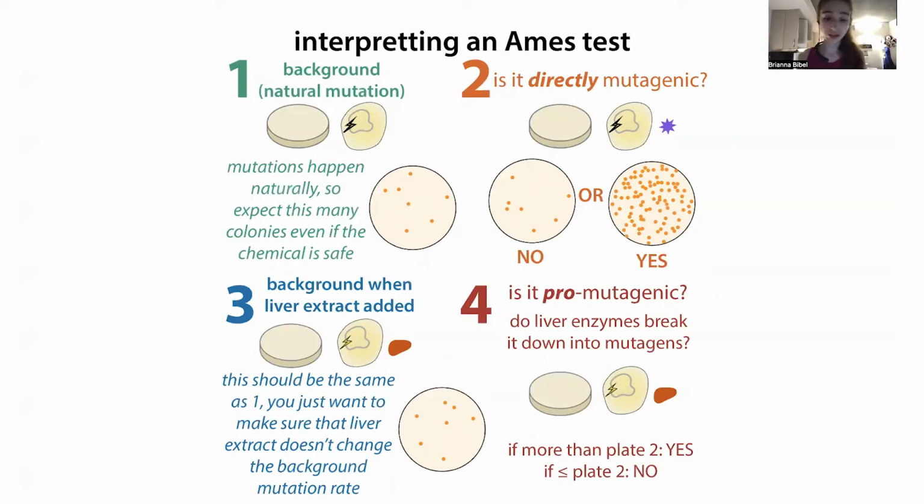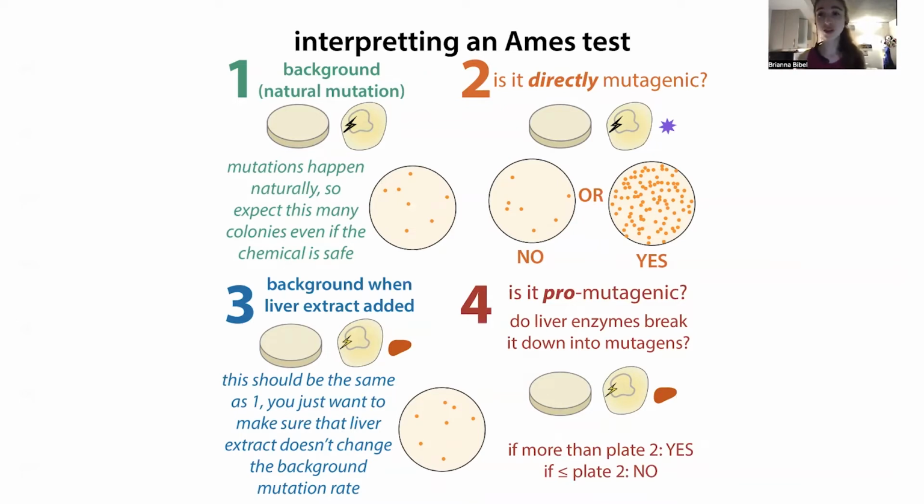We'll talk later about how there are actually different strains of bacteria that you can use, and so you're actually going to want more. One is going to be your total control, your background control, and this is just going to be the natural mutation rate. So mutations are happening all the time. Bacteria are replicating really fast. The machinery is not perfect, and so they sometimes can get mutations, especially in these cells, which typically use strains that have problems with their DNA-fixing machinery. So basically, you want to know how many mutations to expect in the general growth of bacteria. So expect this many colonies, even if the chemical is totally safe.